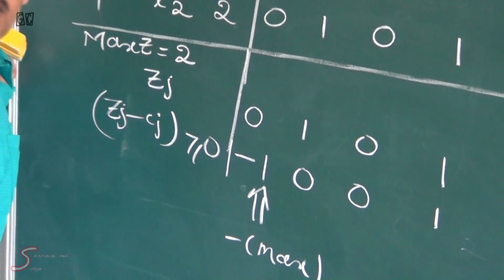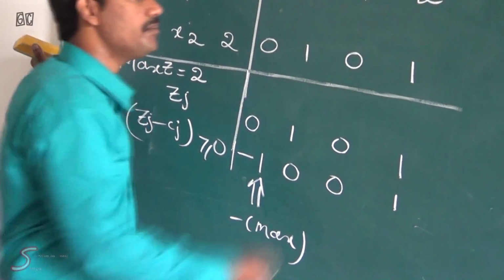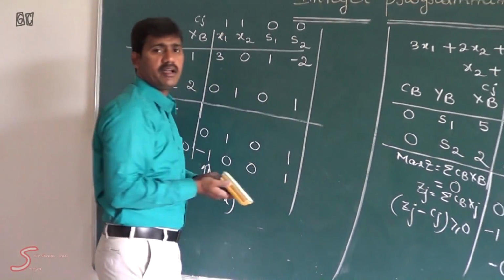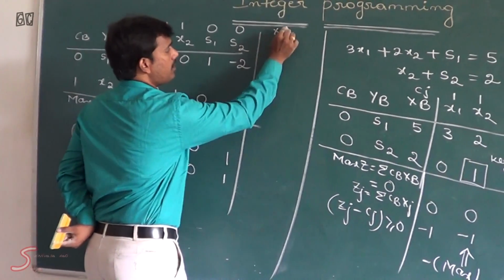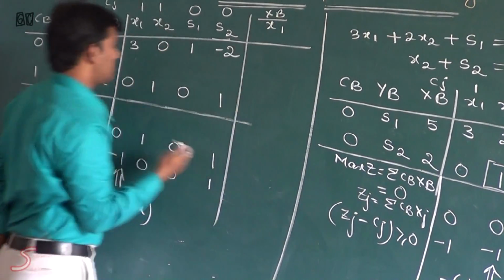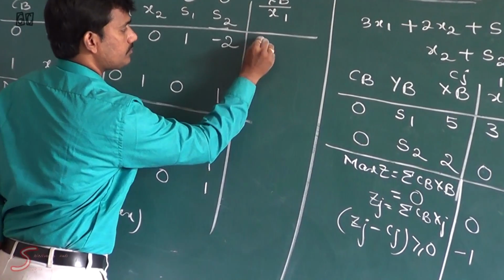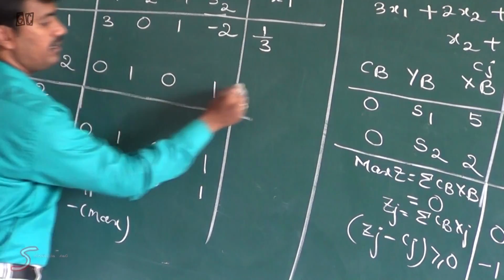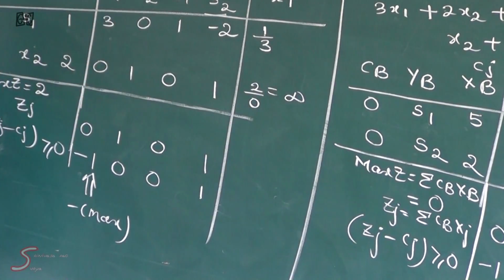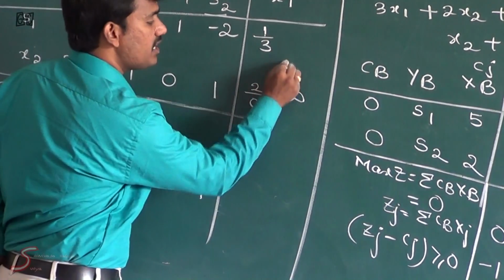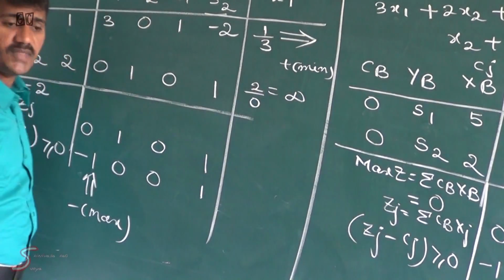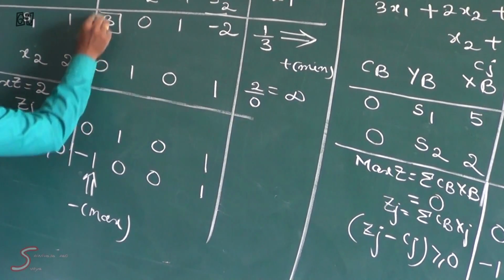What we did in the first table, that is minus of maximum. Again, we have the minimum ratio rule, that is xb by xj. xj means x1. That is 1 by 3, 2 by 0. 1 by 0 is undefined. Okay, so obviously we have to consider plus of minimum. So plus of minimum is 1 by 3. So the key element is 3 here. These are the key elements.